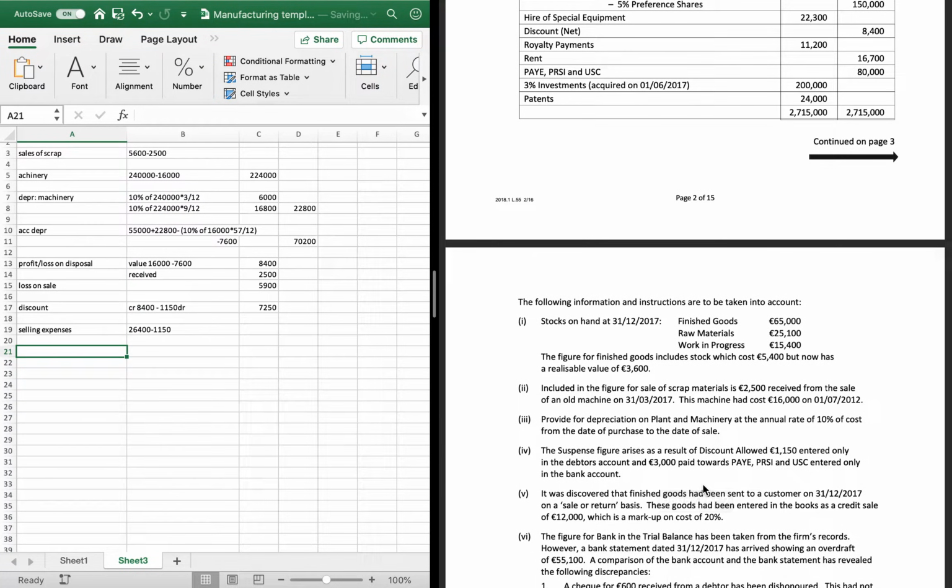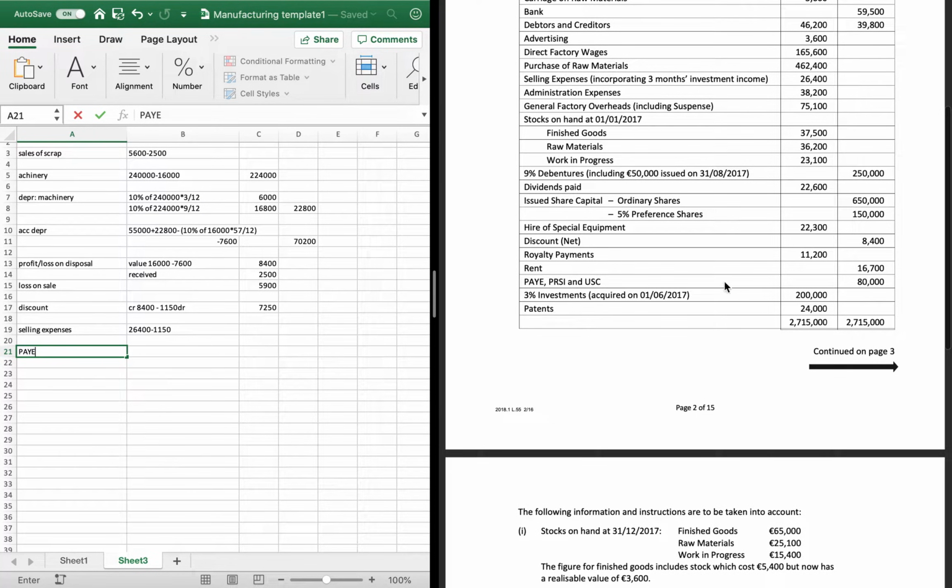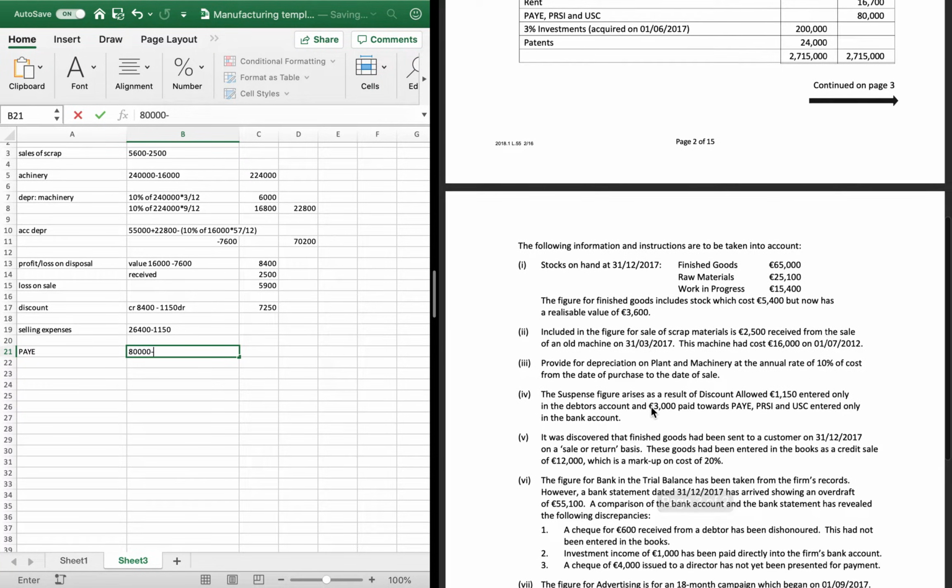The next part is 3,000 paid towards PAYE and PRSI and USC entered only in the bank account. If you pay PAYE, PRSI, and USC, it reduces your liability. So it's credit bank, so that it reduces your bank balance, and debit PAYE, PRSI, because PAYE and PRSI are something that we owe to the government. If you pay it, you no longer owe it. So PAYE, PRSI is 80,000. And we're going to have to take away from that, or debit from that, 3,000. That'll get you to 77,000.